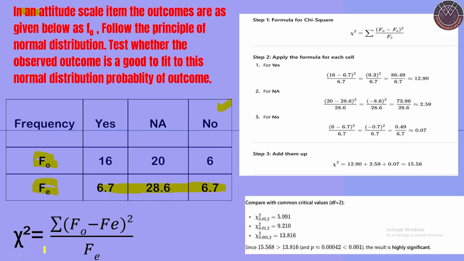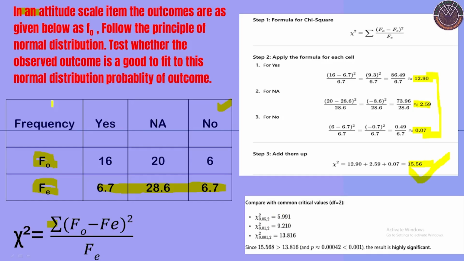Now you will use this chi-square formula, FO minus FE square divided by FE. So try to calculate: for yes it is 16 minus 6.7, square, divided by expected 6.7. You will get 12.90. Similarly for not applicable it is 2.59, and for no it is 0.07. So you add these three, because chi-square uses summation. If you add this you will get 15.56. This is the calculated value.